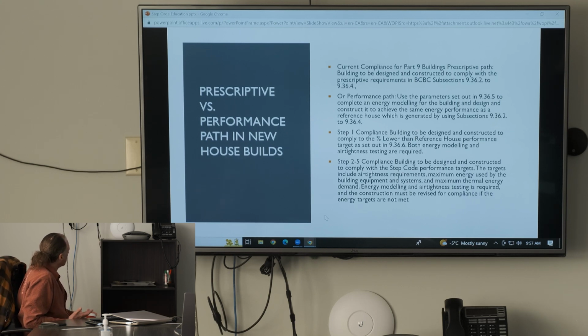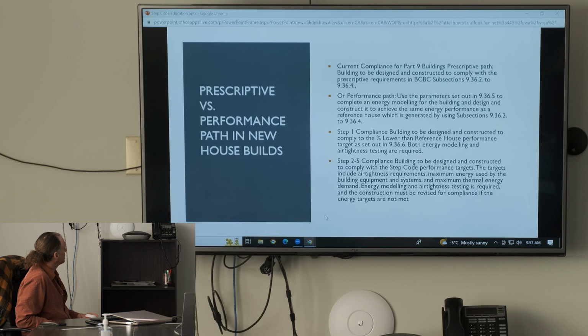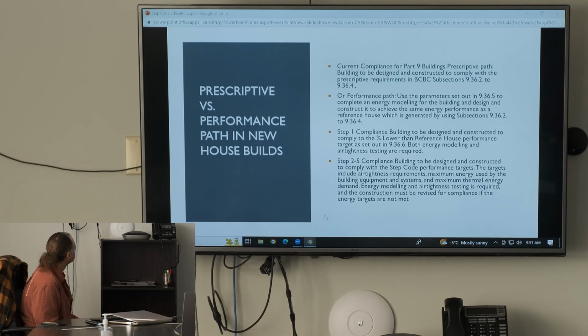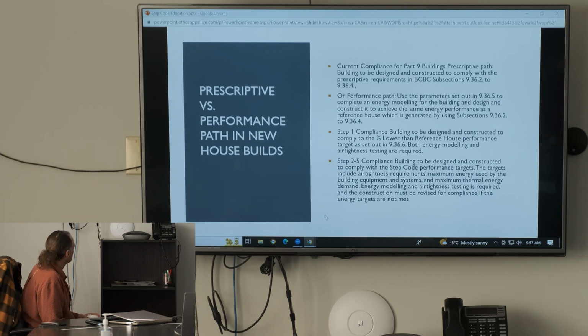Current compliance for Part 9 buildings, prescriptive path: the building is to be designed and constructed to comply with prescriptive requirements in the BC Building Code, subsections 9.36.2 to 9.36.4. And that's set out in the BC Building Code. Step 1 compliance: the building is to be designed and constructed to comply to the percentage lower than the reference house performance target as set out in 9.36.6. Both energy modeling and air tightness testing are required.